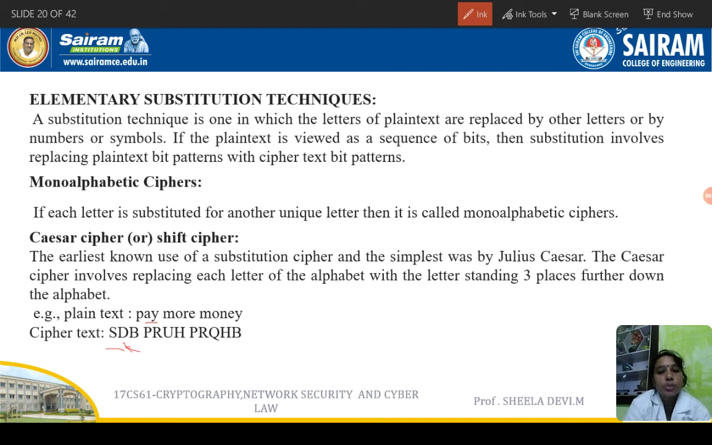So if he moves behind three positions from S, he will find P. Like this, he will convert the ciphertext to the plain text. This is how our Caesar cipher or shift cipher works.